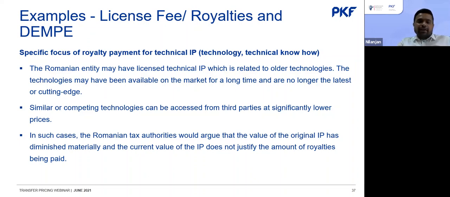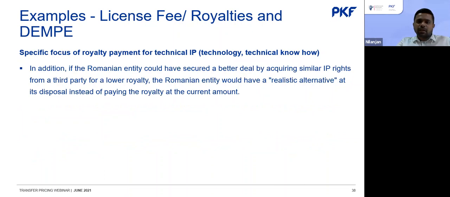In such cases, the Romanian tax authorities might argue that the value of the IP has diminished and the current value of the IP does not justify the same amount of royalties being paid. They might also say, why did you not look at other realistic options? Rather than just going with your group company, you could look at other options in the market. And if you have to pay a lesser royalty, authorities would be much happier because less money is going out of Romania based on payment of royalties.